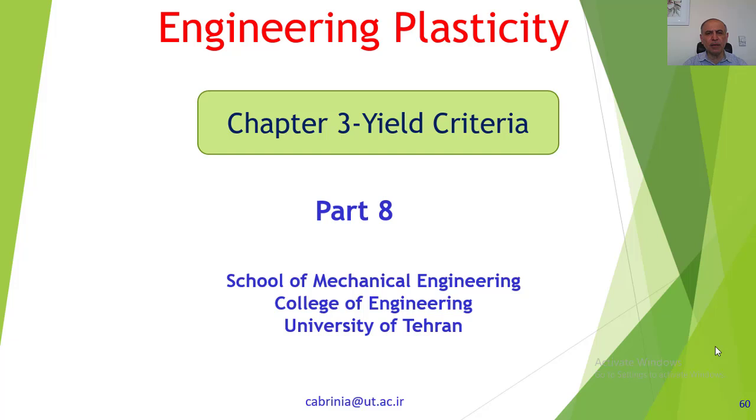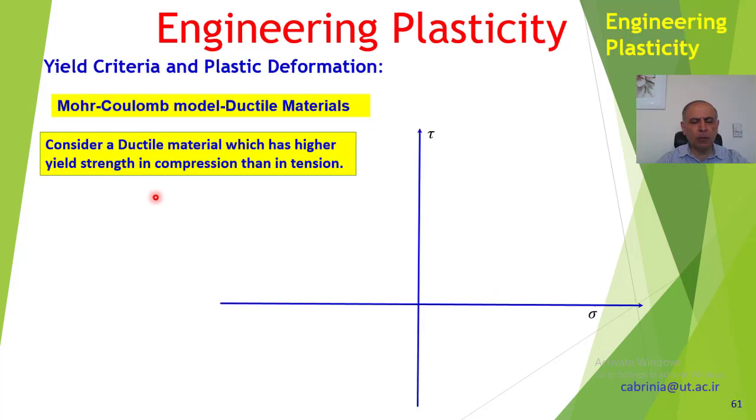Engineering Plasticity, Chapter 3, Yield Criteria, Part 8. I'm going to wrap up this chapter with the Mohr-Coulomb model for ductile materials and for brittle materials. Okay, the Mohr-Coulomb model is another model for the yielding of materials. Now, which materials? First of all, let me explain this.